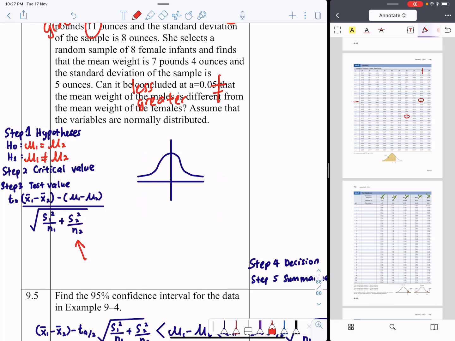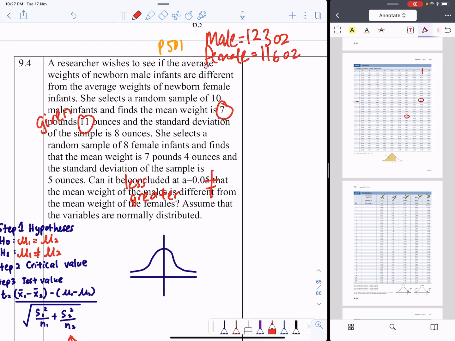And then we have the critical value. For this critical value, for step 2, you need to understand, because here we have two different means, two different numbers n. N for the male is 10, and for the female is how many? 8. Then what do we choose for degrees of freedom, df? They are different here. We need to choose 10 or 8. The answer will be the smaller one. The smaller one is 8 minus 1 equals 7.